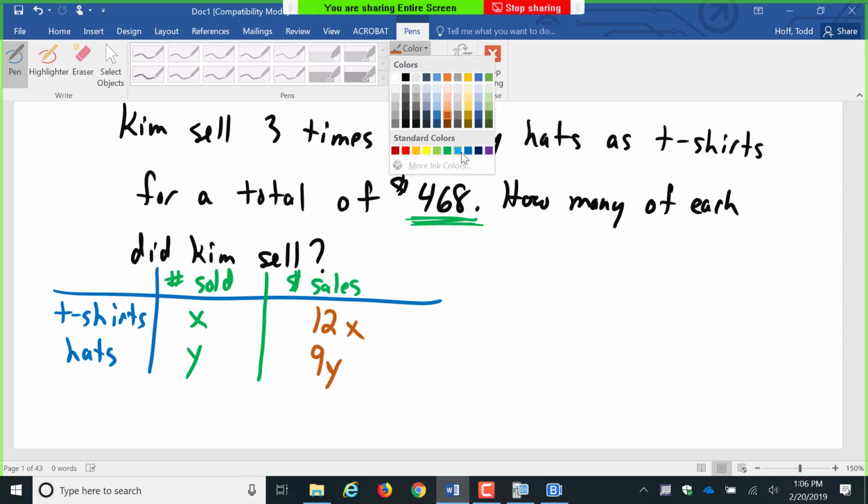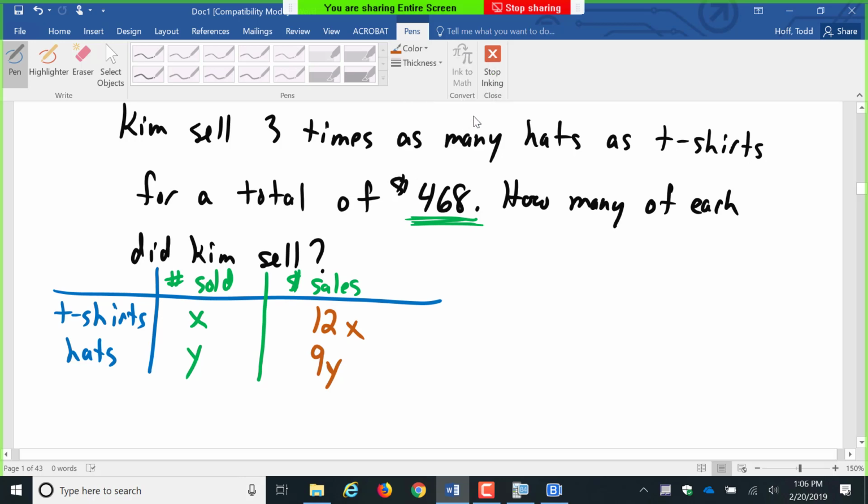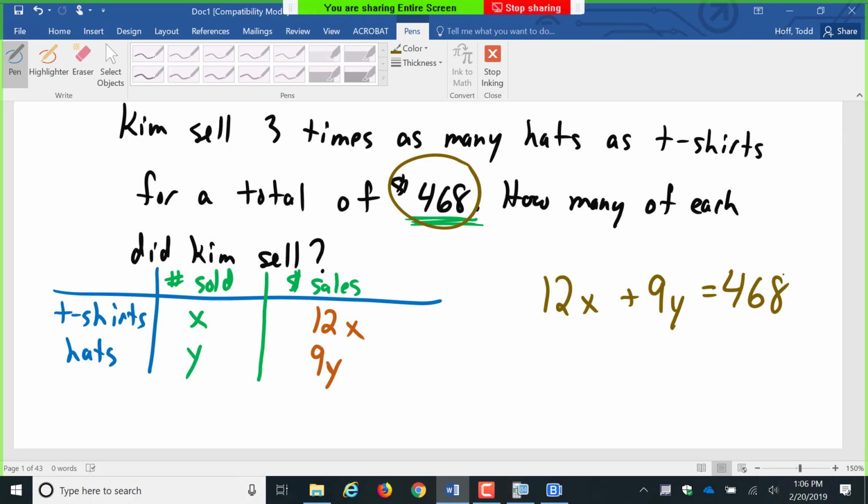What do we know about those two numbers? It's got to equal 468. Adds up to 468. So 12X plus 9Y equals 468. That's one equation. What's our second equation going to be?